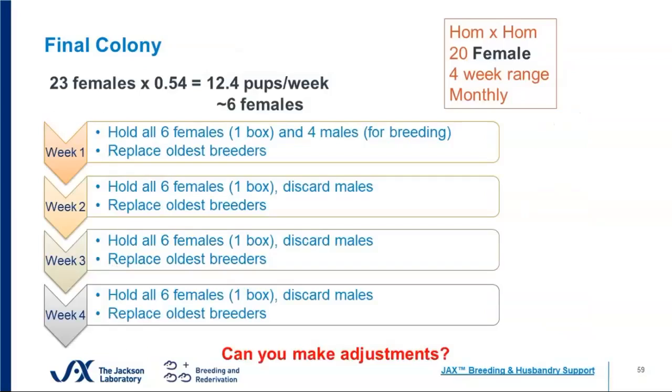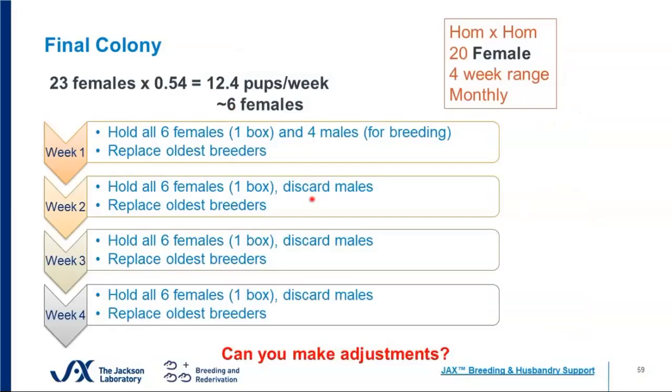The way this colony would look is we'd be producing 12 pups every week, so that's about 6 pups of each sex every week. Basically, every week we're going to hold all 6 of those females. And then in 1 week, we need to hold about 4 of those males for breeding purposes. It may depend on whether you breed in pairs or trios, and you may take a couple extra, but that won't require an extra box. And then every week, we're going to replace our oldest breeding females.